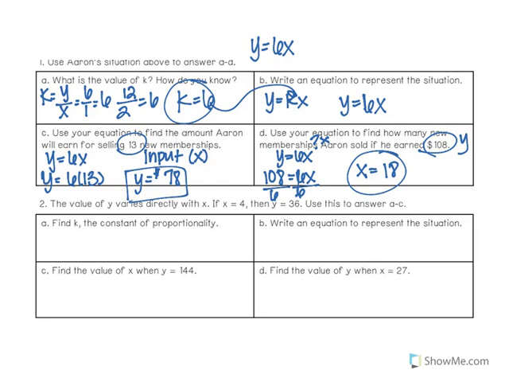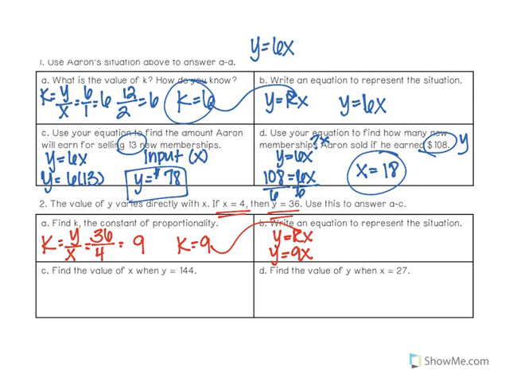We're then going to find k, the constant of proportionality, in the situation where the value of y varies directly with x. If x is 4 and y is 36, we're going to plug those in. So to find k, the constant of proportionality, it's y over x, which is simply 36 over 4. When you do 36 divided by 4, you get 9, so k is equal to 9. Now to write that equation, it's y equals kx. We're going to plug the 9 into k, and you get y equals 9x.